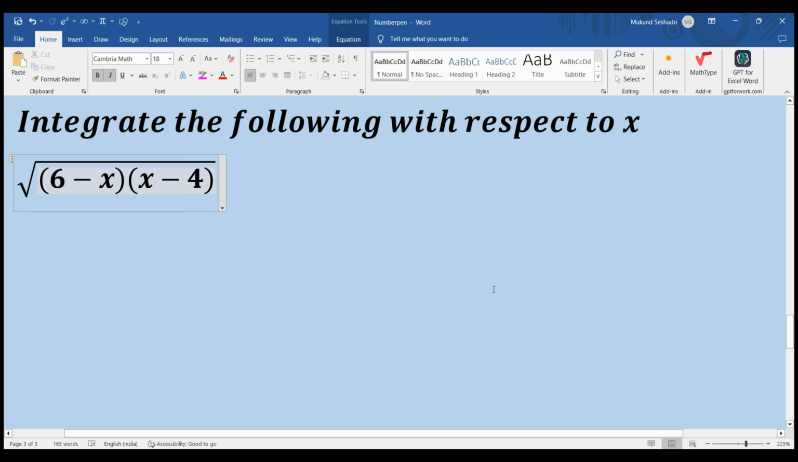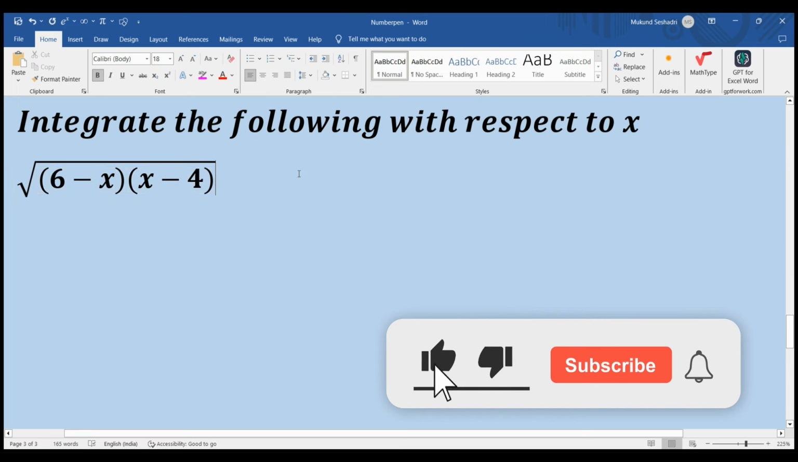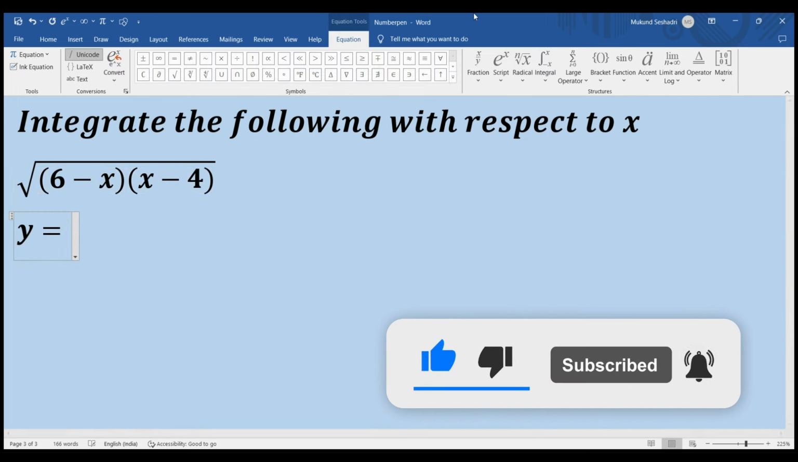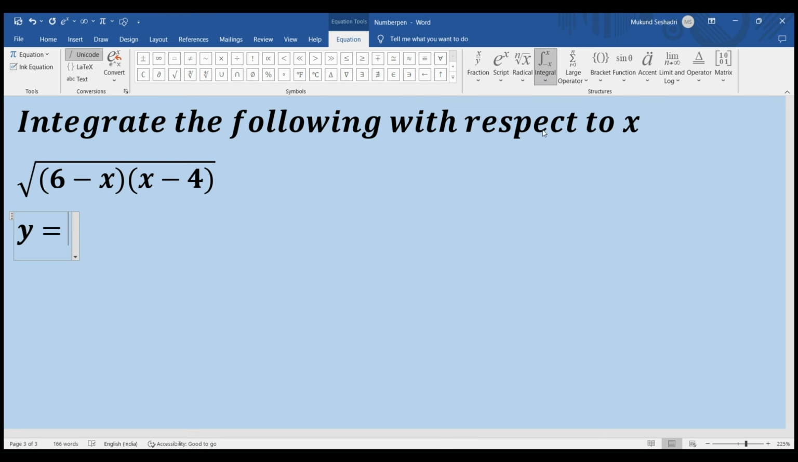So there we have the problem on the screen. Integrate the following with respect to x. We have square root of (6 minus x) times (x minus 4). So what we've been given is dy by dx and we've been asked to find y. My y is nothing but the integral of the given expression, and so let's write our y.